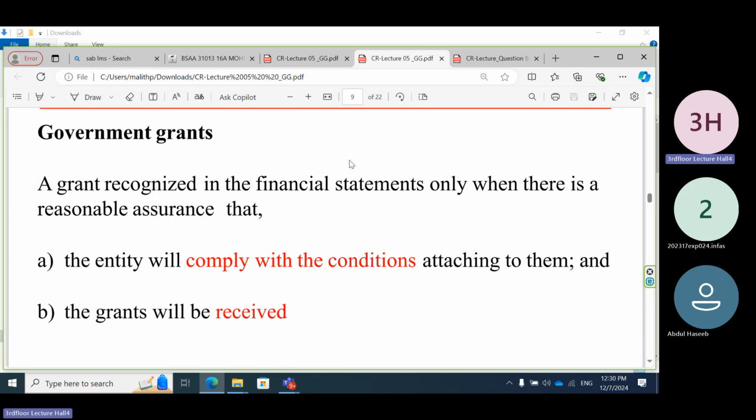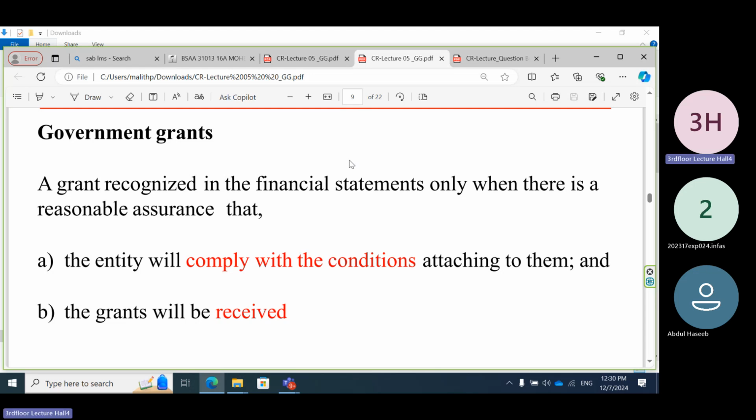This is a highly possible question in the examination. To recognize a grant, what are the elements we need to satisfy? If you have a question about this, like why we need to comply with this, the standard says that to recognize the grant, you have two criteria to satisfy. So then we can ask why we need to satisfy them.